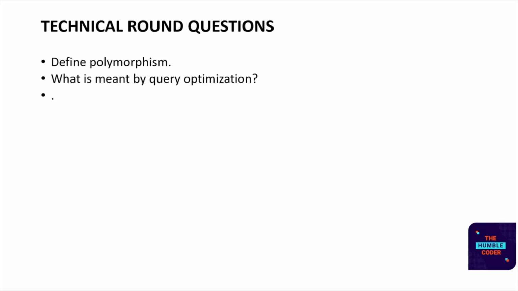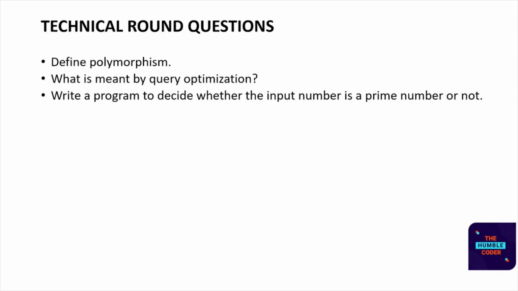So this was another question that is being asked. Moving on with the next question, write a program to decide whether the input number is a prime number or not. So this is basically a question of writing code. They can ask you to write the code itself, or they can ask you to give your approach: how will you write this code and solve this question? So you can answer accordingly.